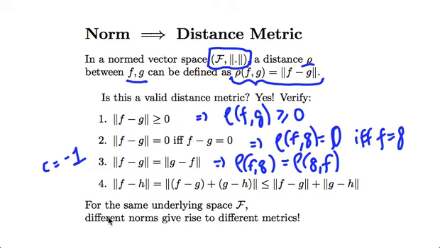And so what we can see is for the same underlying space F, we can define different norms, and each of those norms gives rise to its own metric. So if this norm was the L1 norm, then the appropriate metric would be the L1 distance between f and g. If this was the L2 norm, then this would be the L2 distance between f and g, and it could just be any other norm which would define its own distance metric. This is quite a crucial property.